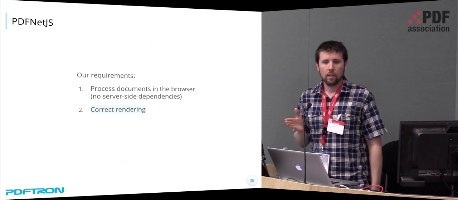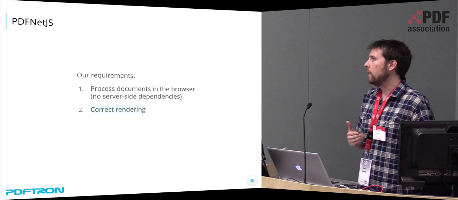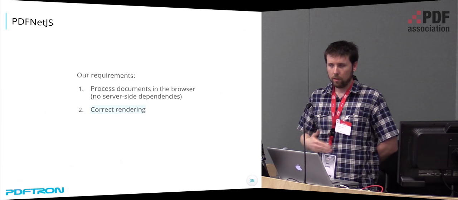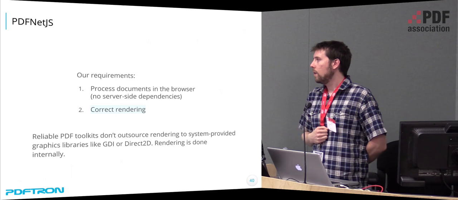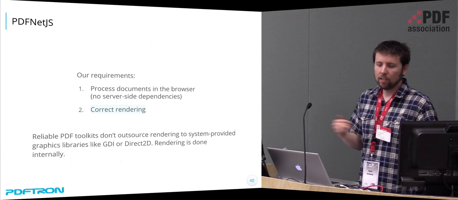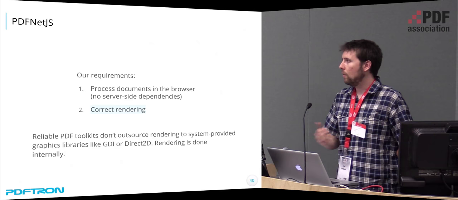What we found when we looked at this is that the answer didn't rely on the latest and greatest web technology. Actually, the answer was old. When you look at how reliable desktop renderers render PDFs, they don't rely on system-level graphics libraries to do it. They're not using DirectX or GDI. They're not using Core Graphics. They do it themselves. They do everything internally. This way they can guarantee that the PDF specification in its entirety is covered. They're not leaning on buggy graphics drivers. They can offer absolute control, absolute reliability in the PDF rendering.